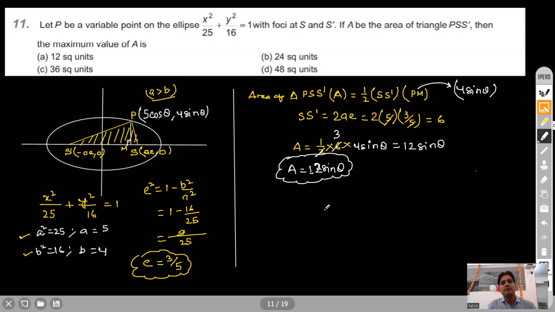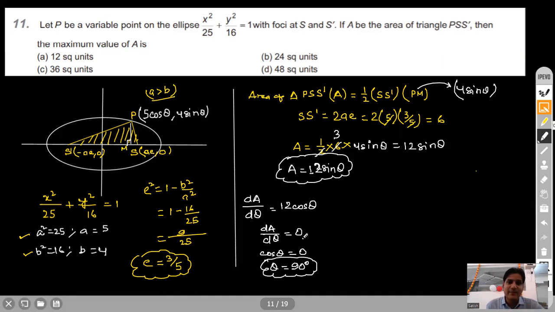Now we need to maximize this area. So what should I do? I will differentiate this area with respect to theta. So dA upon d theta will be equal to 12 times cos theta. For maximum or minimum, we put dA upon d theta equal to zero. So cos theta is equal to zero, and for that we have theta equal to 90 degrees. Is it okay?